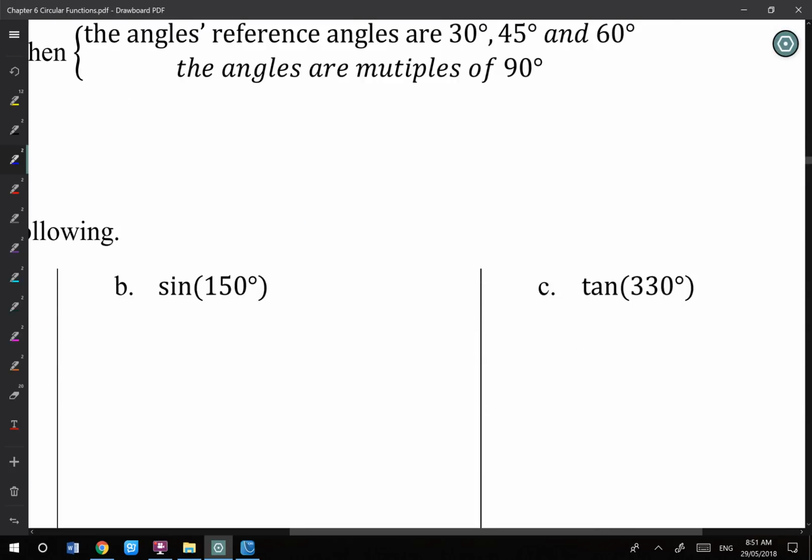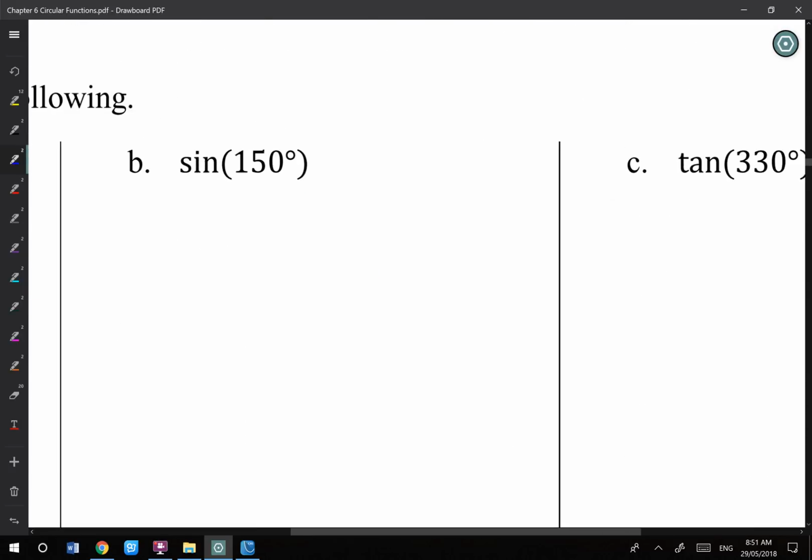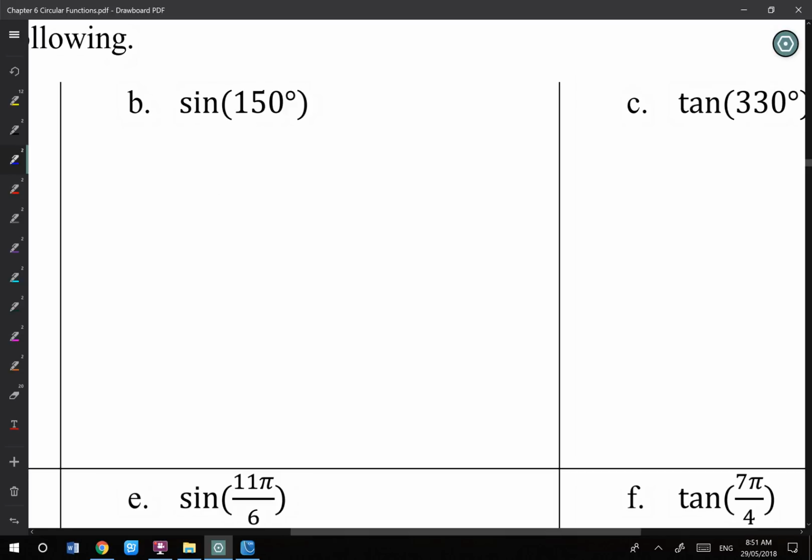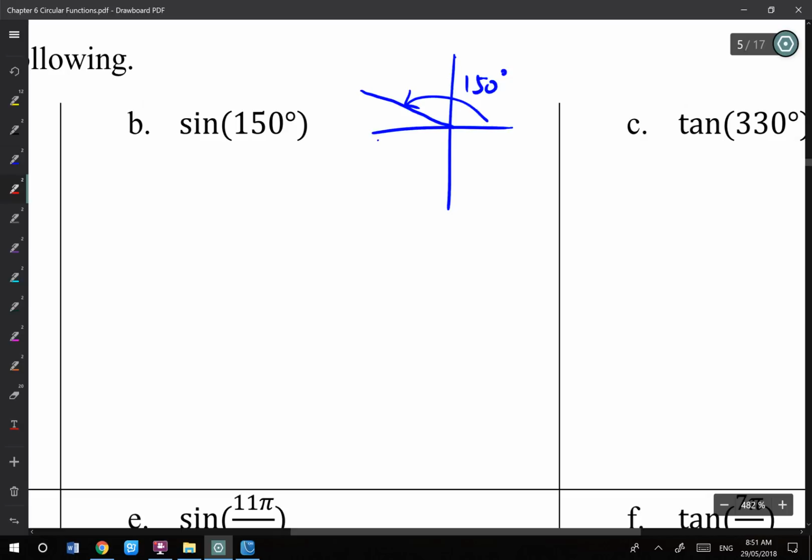Let's evaluate another one. Let's evaluate this one. Sine 150 degrees. Okay, sine 150 degrees. Well, I know sine 150 is here. Okay, that's the 150 degrees. This is the sine quadrant. I know this reference angle must be 30 degrees.